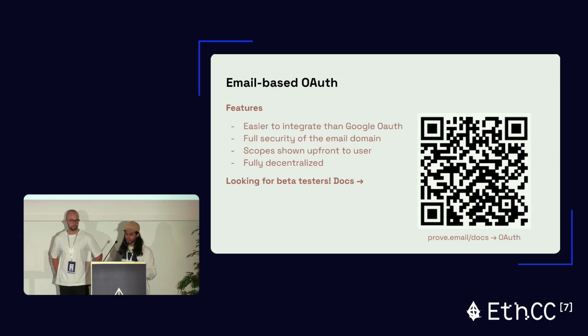This is very interesting because alone, this one-line integration is already easier to integrate than Google OAuth, and it gives you full cryptographic security of that user's email. Only that user can ever transact with that ephemeral key because it's local, and only they can ever authorize new ephemeral keys. You can also have the scopes shown upfront to the user.